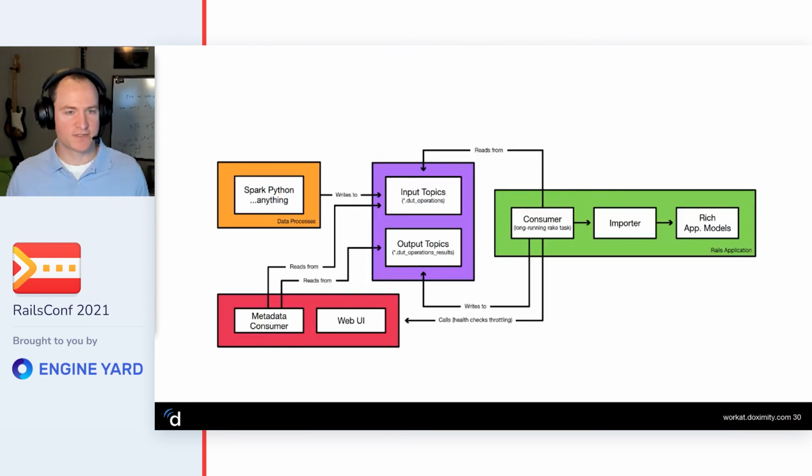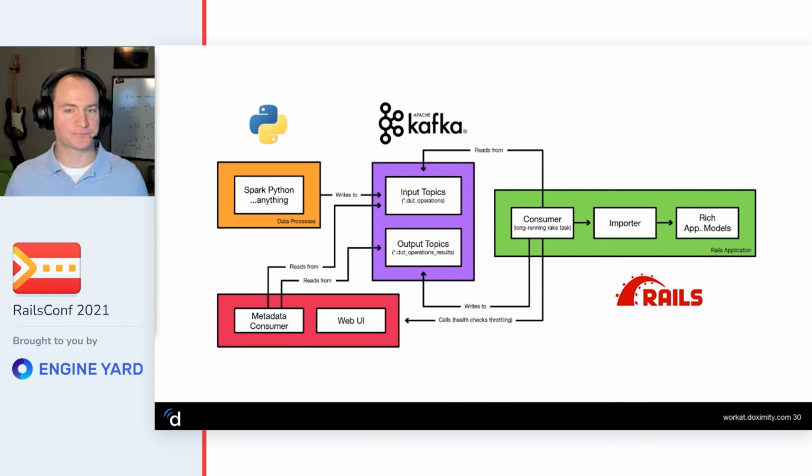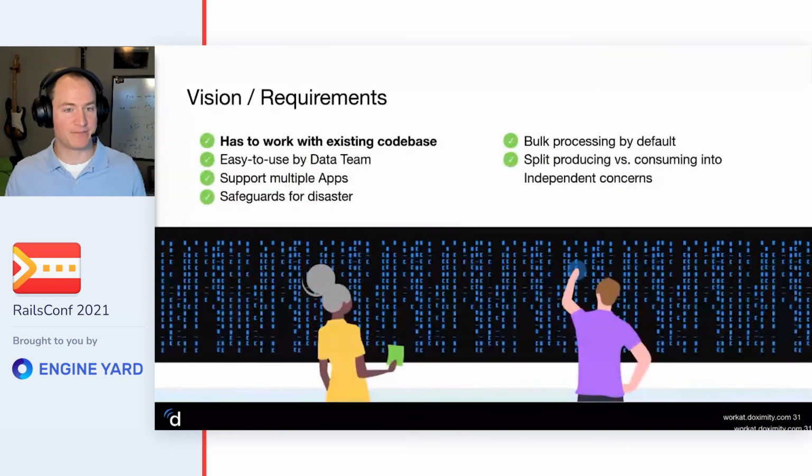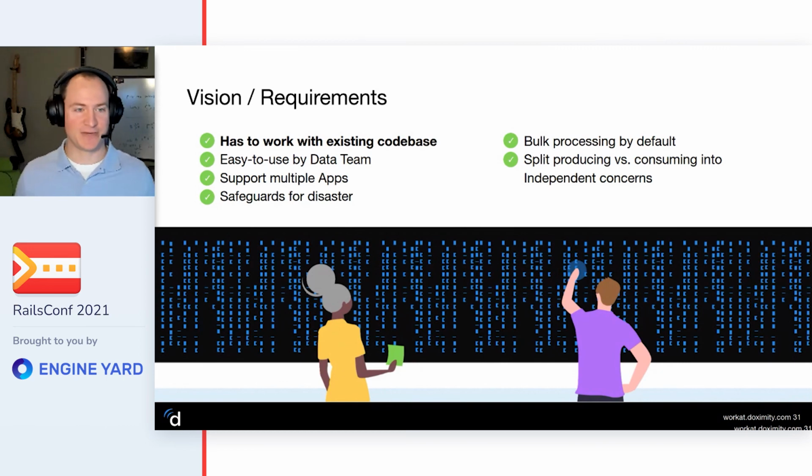Cool. So we just talked about some of the specifics related to how we've enabled the data team to work in Python and do all of their data processing, and how we use Kafka to integrate them and separate the concerns between them producing and the application side consuming. And we did it in a way where it is scalable and easy for the data team to use. So when we started, we said, hey, these were the goals that we came up with. Has to work with the existing code base, easy to use by data teams, support multiple apps, safeguards for disaster, bulk processing by default, and independent concerns.